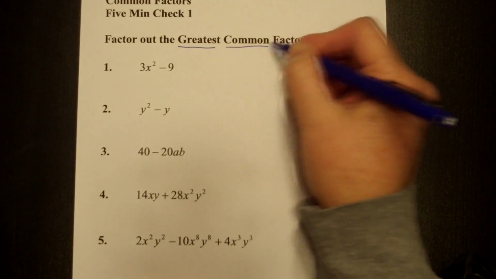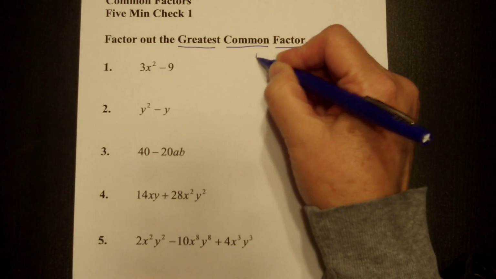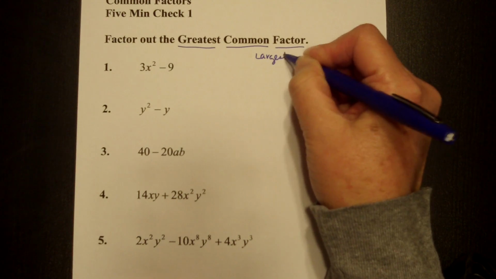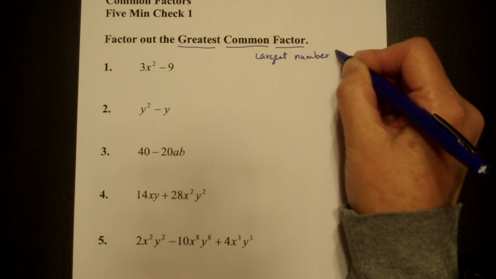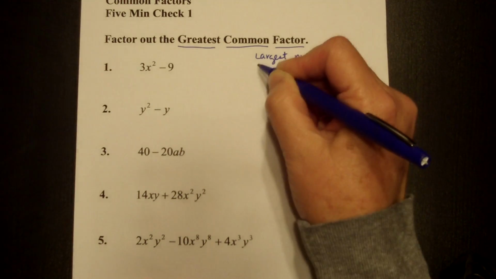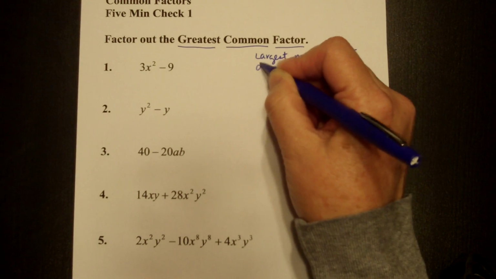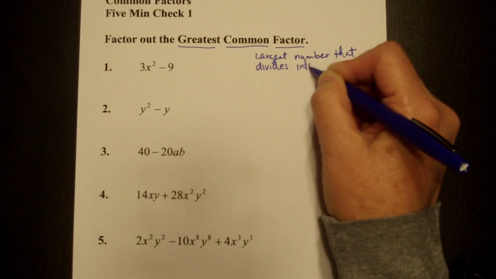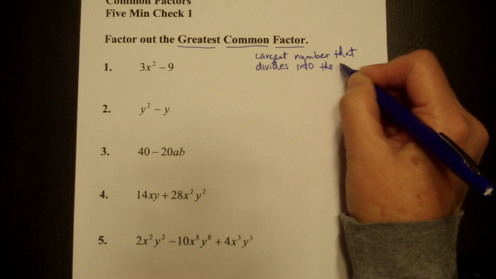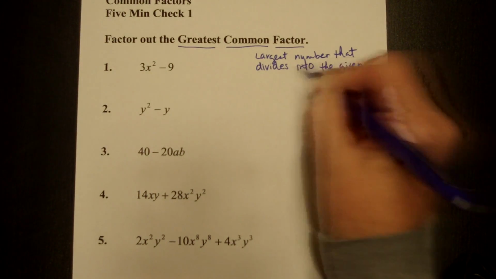A greatest common factor would be the largest number that divides into the given numbers in your problem.